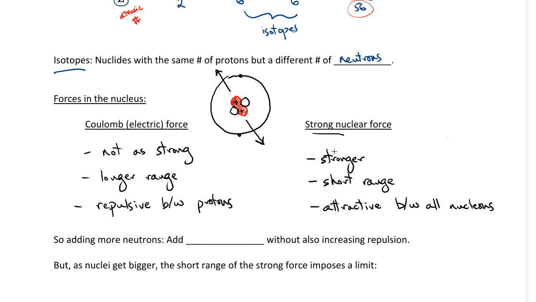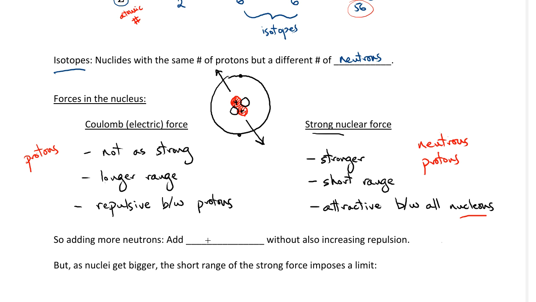So neutrons experience the strong nuclear force, and so do protons. Both protons and neutrons are nucleons, and all nucleons experience this attractive strong nuclear force. But protons also experience the repulsion of the Coulomb electric force. So protons end up in both of these columns, but neutrons only in the attractive column. So adding more neutrons adds more strong nuclear force without correspondingly increasing the electric repulsion.